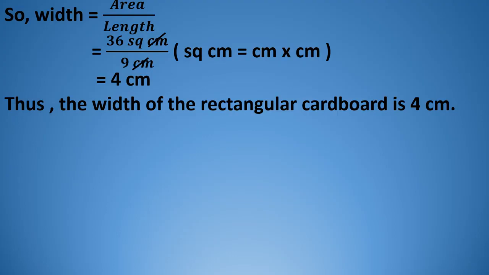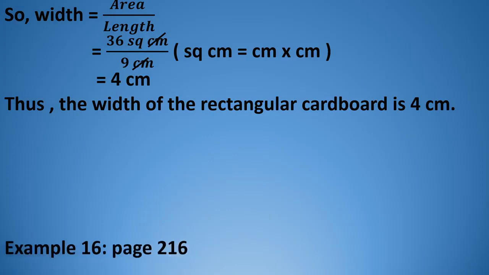Is this clear? In this question, area is given to us, length is given to us. With the help of formula of area of a rectangle, we will find out the formula of width. Width of a rectangle equal to area divided by length. By this formula, we will find out the width of the rectangular cardboard.